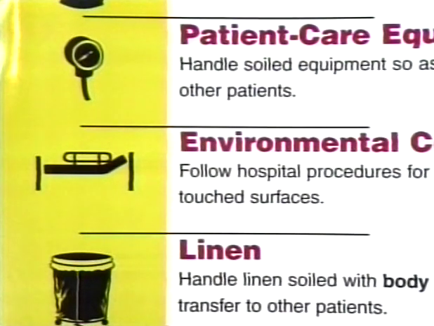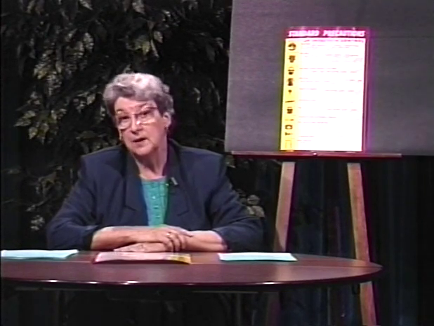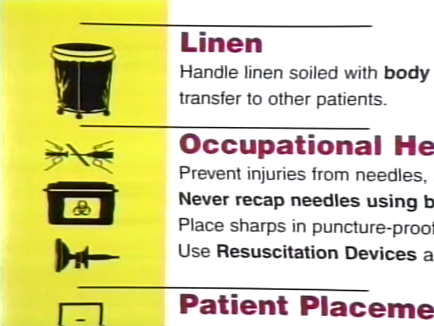Environmental control. Follow hospital procedures for routine care, cleaning, and disinfection of environmental surfaces, beds, bed rails, bedside equipment, and other frequently touched surfaces. Linen. Handle, transport, and process used linen soiled with blood, body fluid, secretion, or excretions in a manner that prevents exposures and contamination of clothing and avoids transfer of microorganisms to other patients and environments.